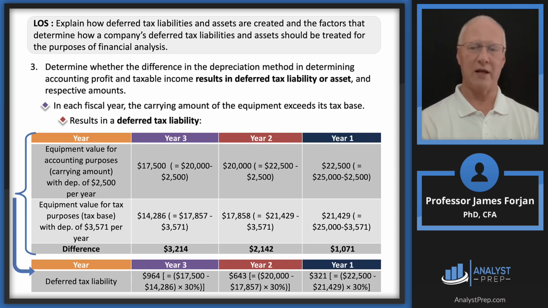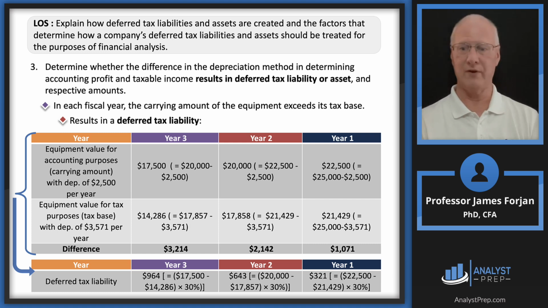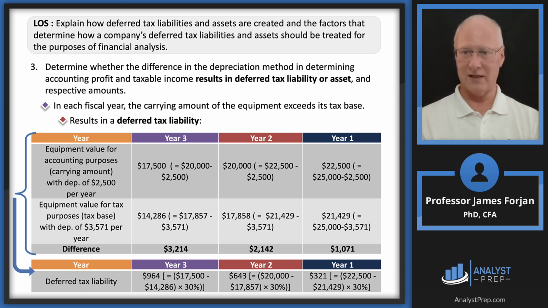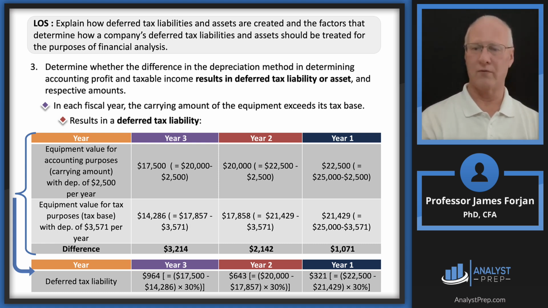So let's go ahead and figure out exactly what that deferred tax liability is going to be. Now the top part there, that's just a repeat of what we had on the previous slide. So let's go back over here to year 1, and let's take the difference between the 22,500 and the 21,429, right?